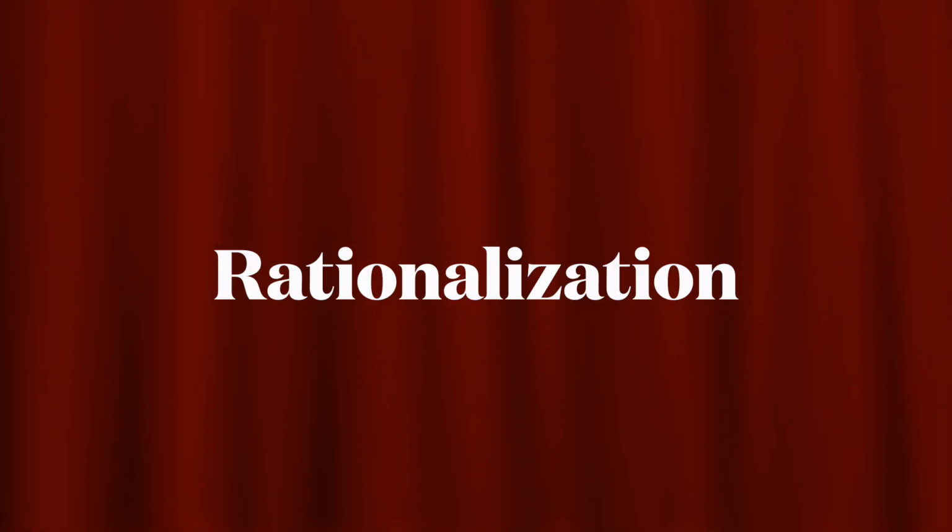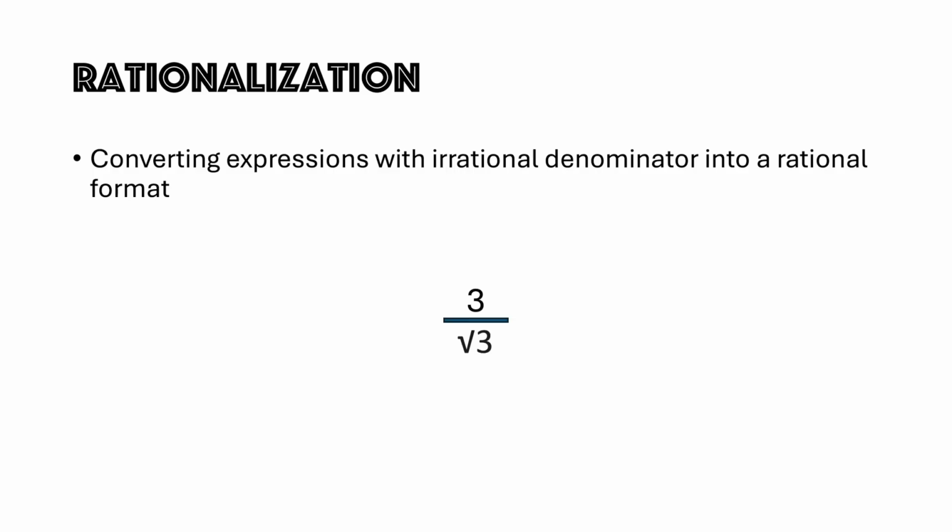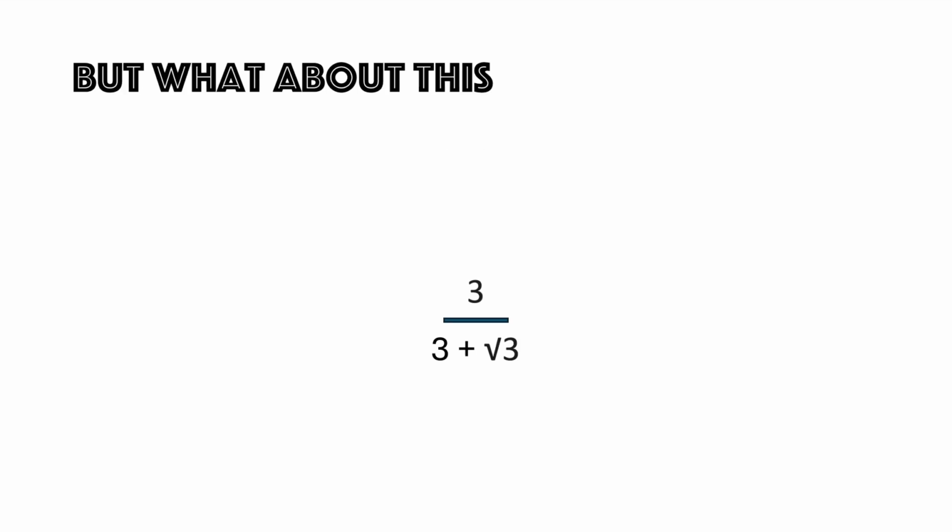Let's come back to rationalization now. Now, as I mentioned before, rationalization is the process of converting irrational denominators rational. Let's take a look at this example here. 3 divided by root 3. First, you need to multiply the numerator and the denominator with root 3. After that, just simplify and you will get 3 root 3 divided by 3, which can be simplified to root 3. But what about something like this?